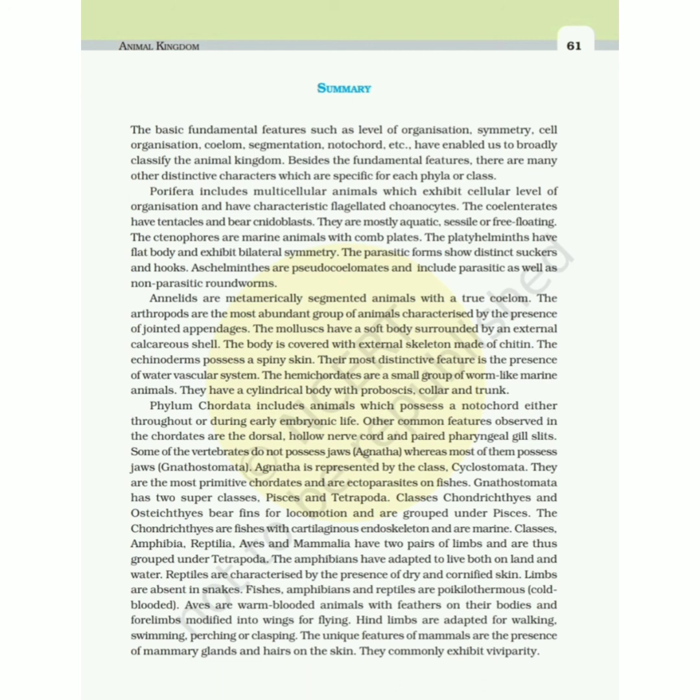Aves are warm-blooded animals with feathers on their bodies and forelimbs modified into wings for flying. Hind limbs are adapted for walking, swimming, perching or clasping. The unique features of mammals are the presence of mammary glands and hairs on the skin. They commonly exhibit viviparity.